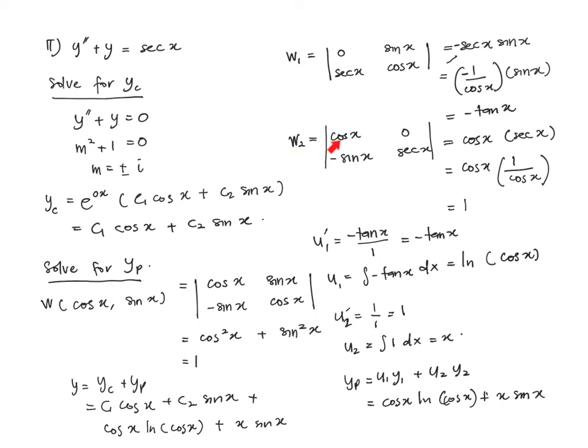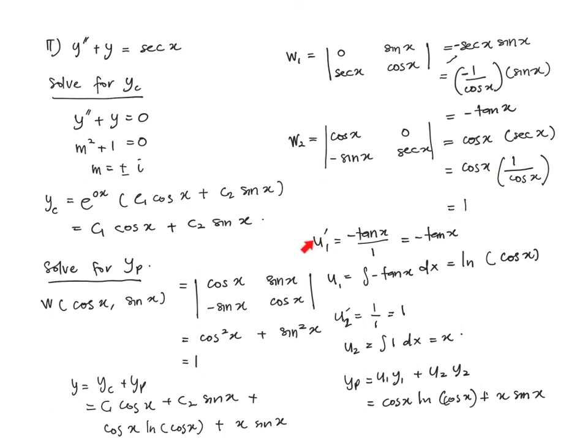W2. Okay, this one is y1, and then differentiate y1. 0, f(x). AD minus BC. So, we get 1.